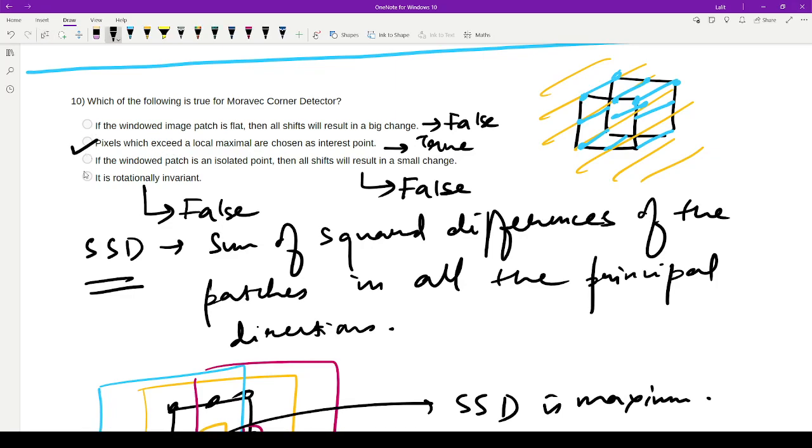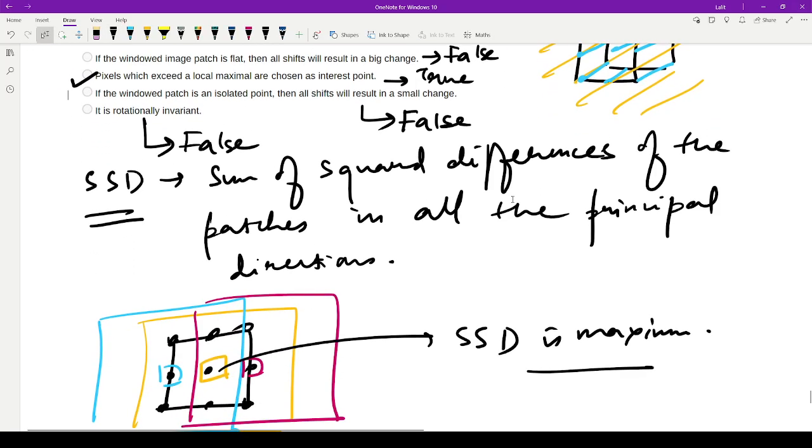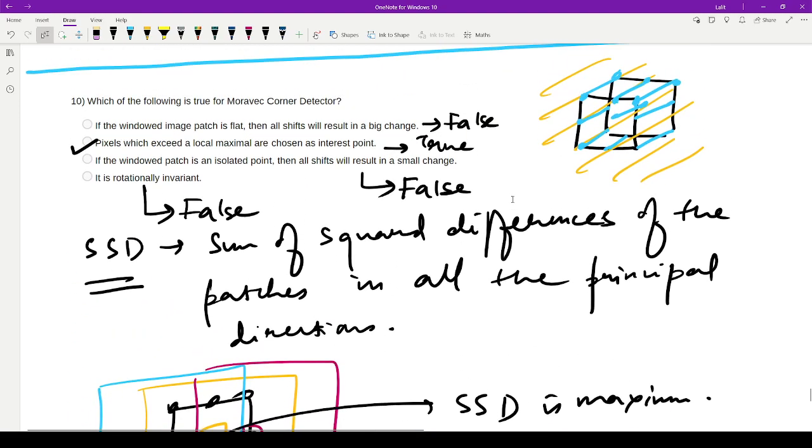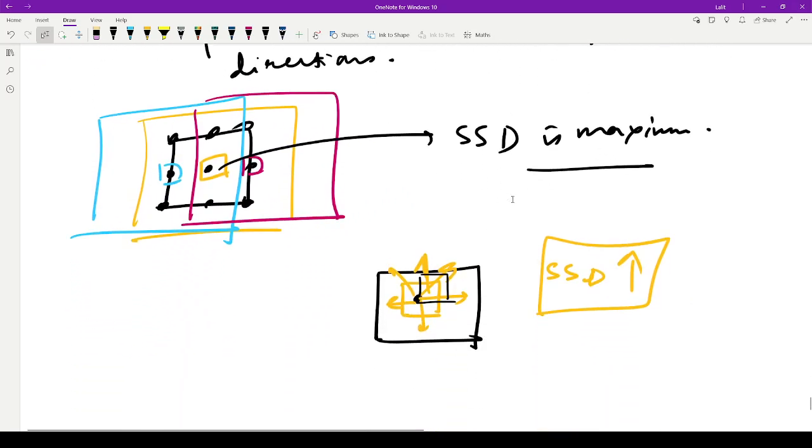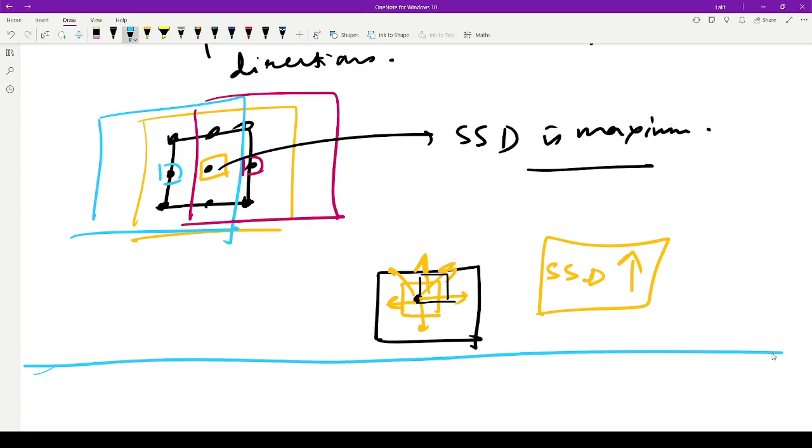The pixels which exceed a local maximum are chosen as interest points. Okay. Any doubts with this question? Okay, then I guess that's all I have for today. If you don't have any doubts, we can stop the session here. Okay, thanks for joining. I'll see you next week, same time.